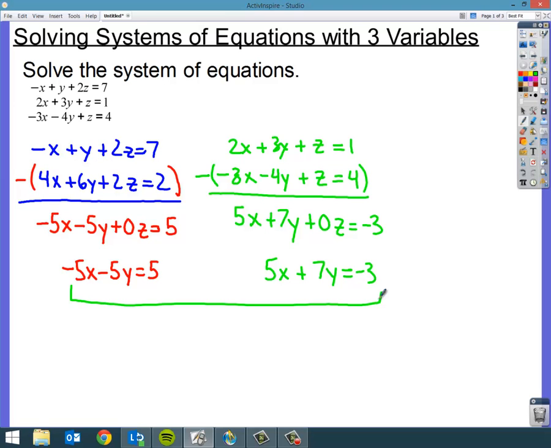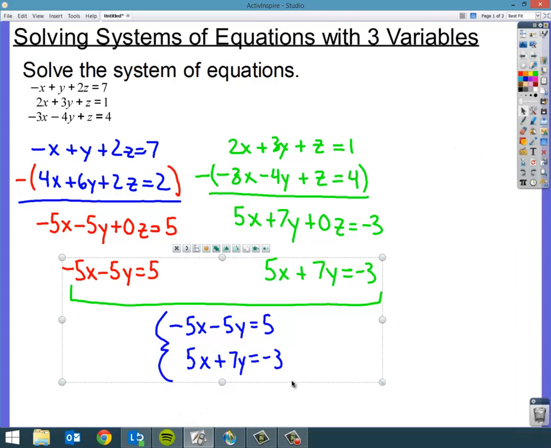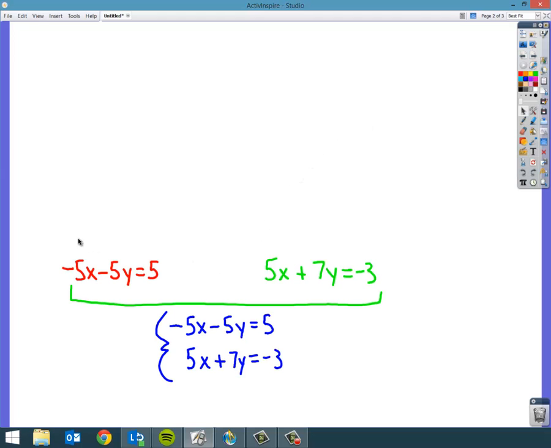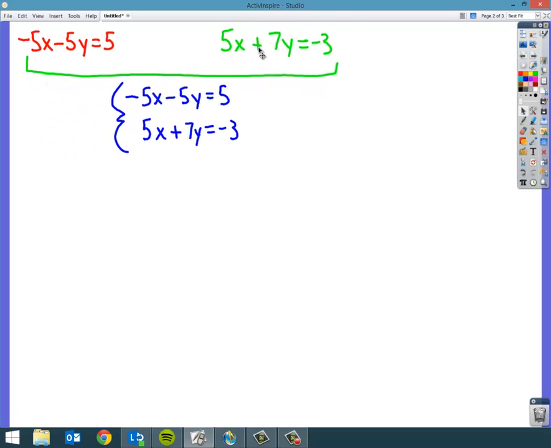Okay? So essentially what I have now, if I combine those into one system, is negative 5x minus 5y equals 5. A lot of 5s. 5x plus 7y equals negative 3. So this is my new system. Okay? So what we're going to do is take this new system and solve it for x and y. So let's cut that and paste it over here. Let me move this up here.